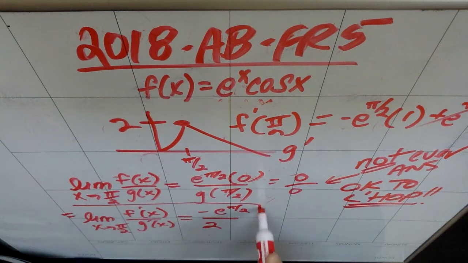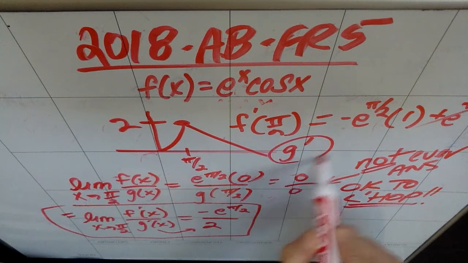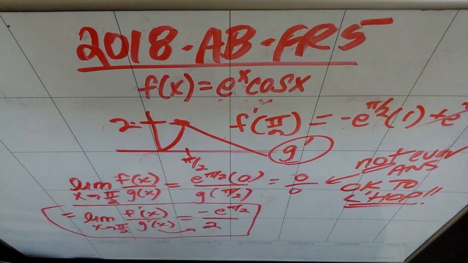So I get that this is negative e to the pi over 2, if I remember correctly, and that's the value of the limit. I did L'Hopital's once, and I was able to get the values because this was the y value given on the graph. This is g prime. G prime of pi over 2 is 2. And f prime we were able to find from using the formula that we had earlier that I erased, because it's not on a piece of paper.